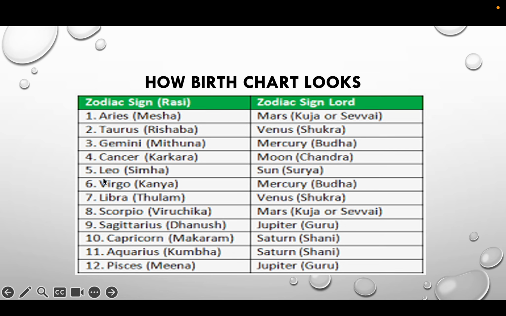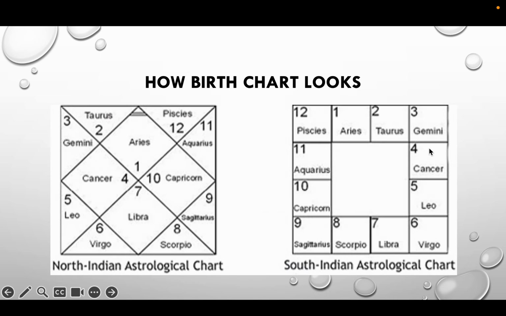If I ask which planet is the sign lord for the Leo ascendant, you need to know that the Sun is the sign lord for the Leo ascendant. So you need to learn these things in sequence. These are the basic details, and this table is mandatory to learn for astrology. So let's move further.